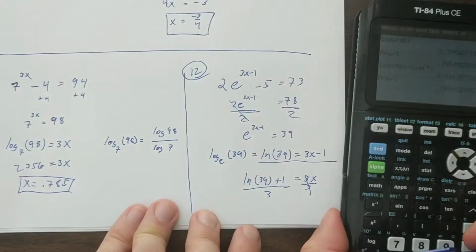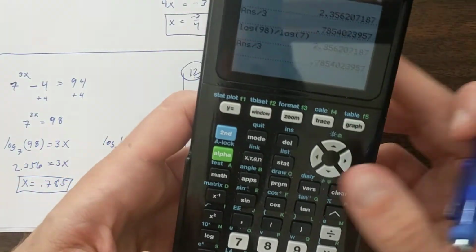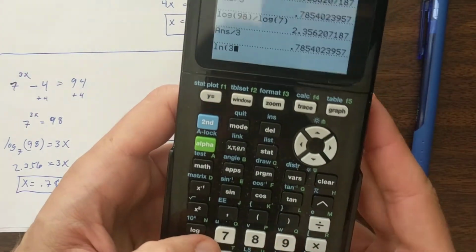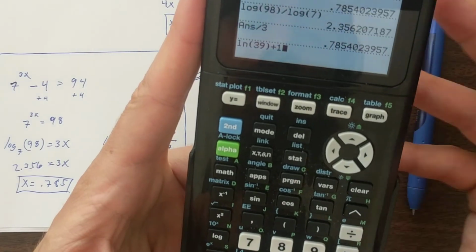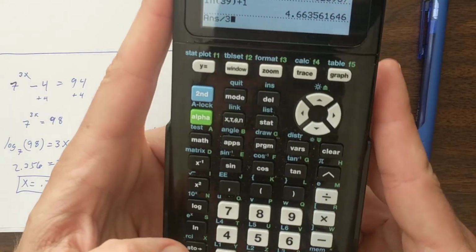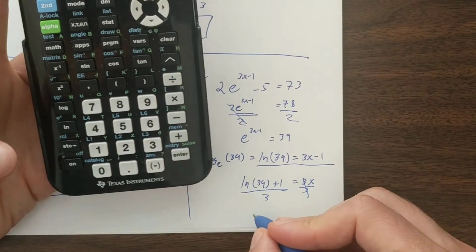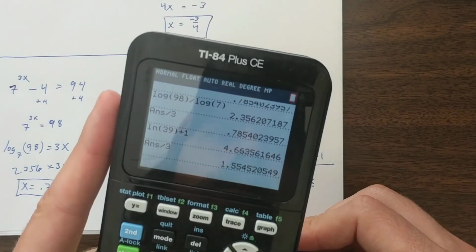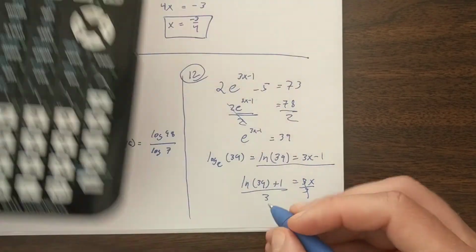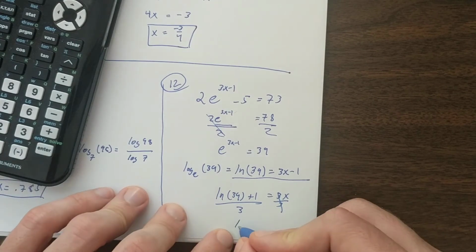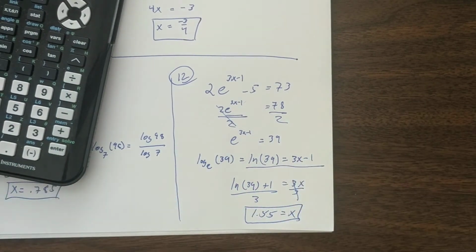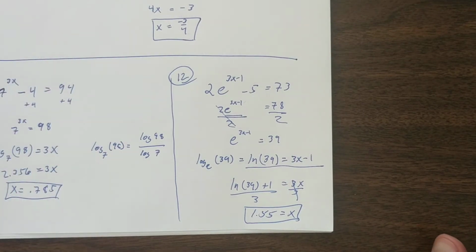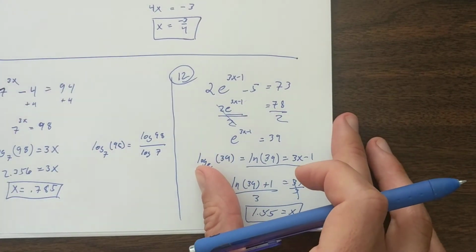So let's do that in our calculator here. It is the natural log of 39. I'm going to close that parentheses, add 1, and then I get this, and I'm going to divide that by 3. So again, 3 significant digits is 1.555. Or no, 1.55. 1.55 equals x. So that's number 12, and that's how you solve exponentials.